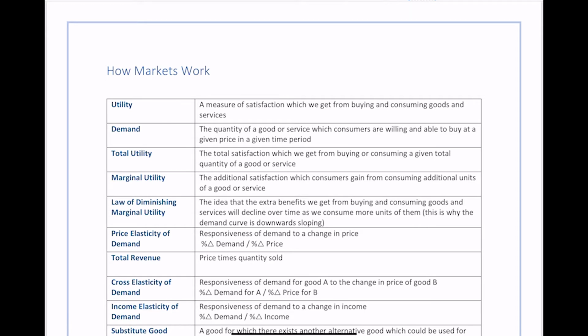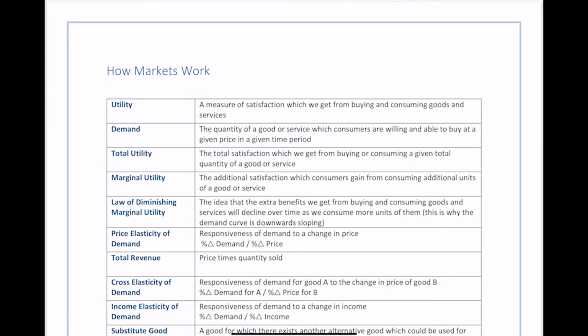So in this chapter, we'll be taking a look at how markets work and all the definitions you've got here. In this chapter in particular, there's actually quite a few equations which you need to understand. It's quite heavy in terms of definitions. So this is definitely one of the longer chapters in terms of learning definitions. So yeah, let's just jump right into it and take a look at how markets work and all the definitions there.